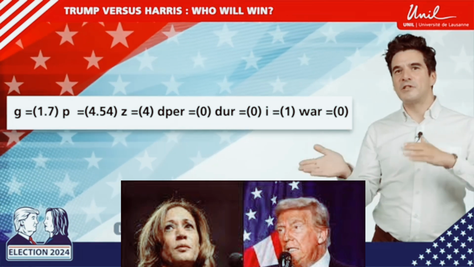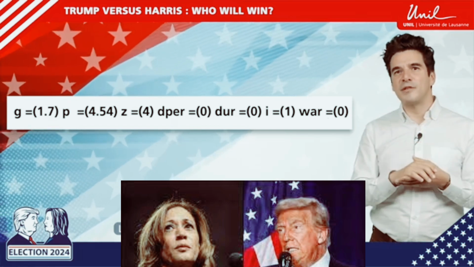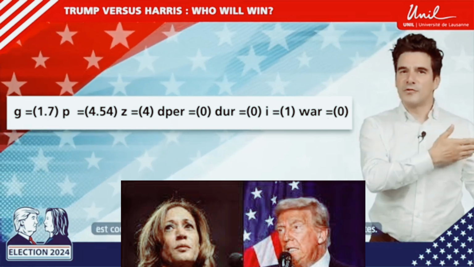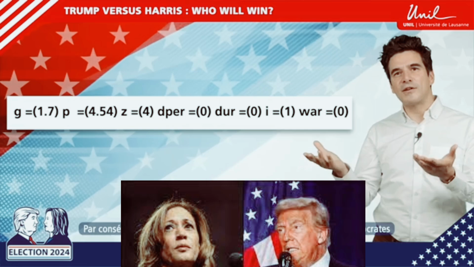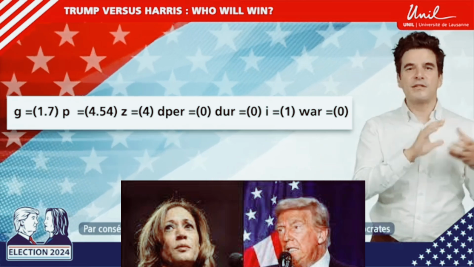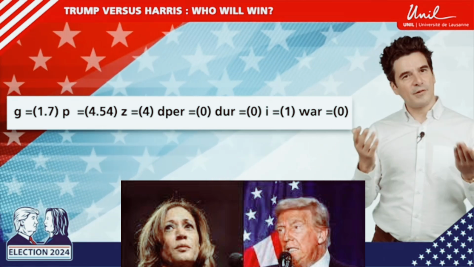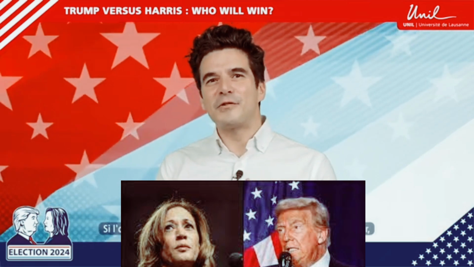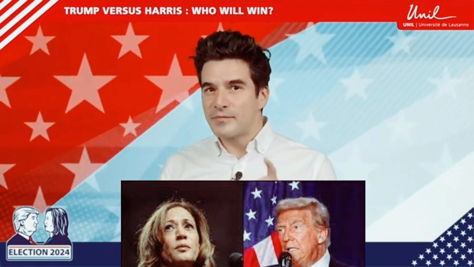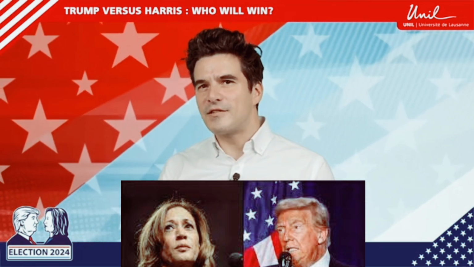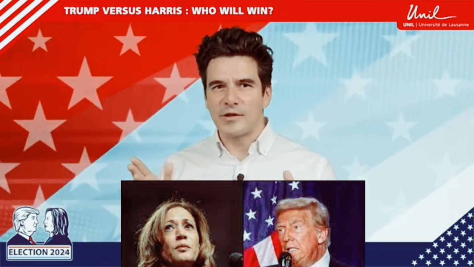The variable I, which gives the direction of the state of the economy, is coded 1 because we're predicting Democratic vote share. Therefore, the current state of the economy should be attributed to the Democrats. And the variable war is coded 0. Looking at the econometric model of voting of Raymond Fair and taking into account that Harris is not considered as the incumbent here, what does this model predict?